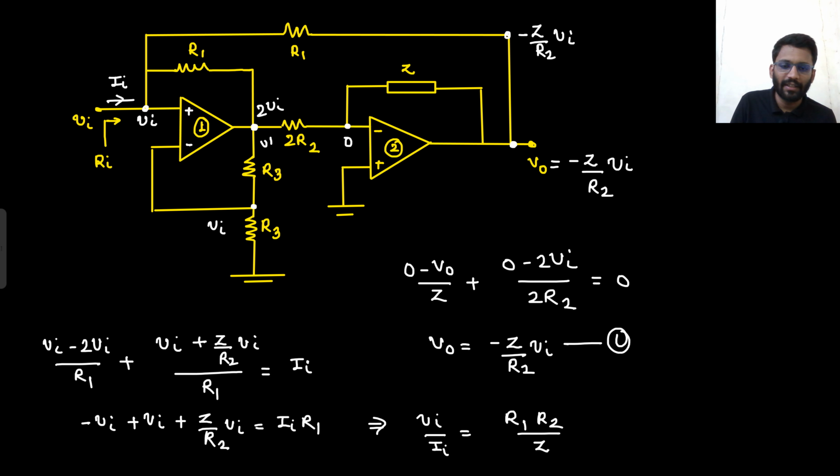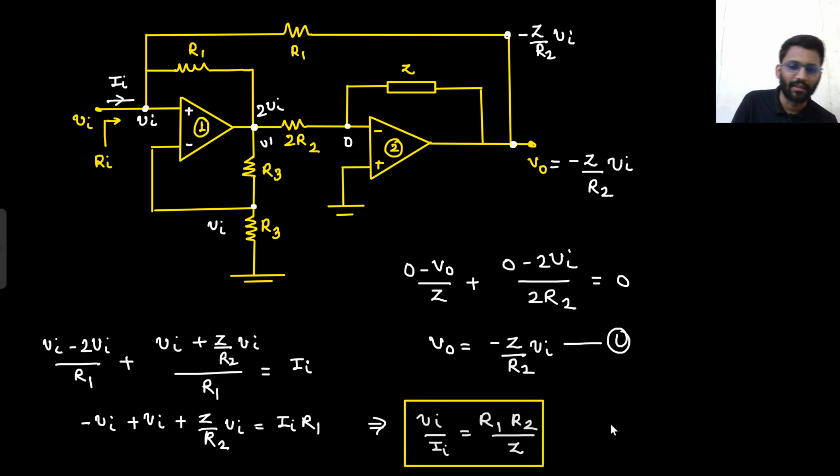This is simply a mathematics calculation. You should be doing it on your own rather than watching my solution. So what is your R in? R in is R1 by R2 into Z.